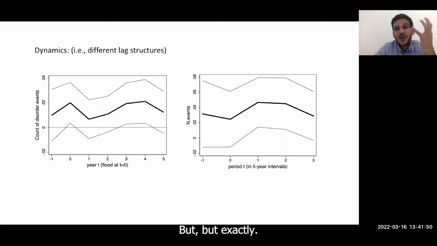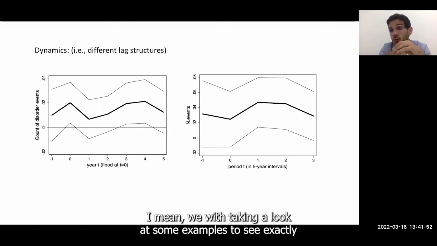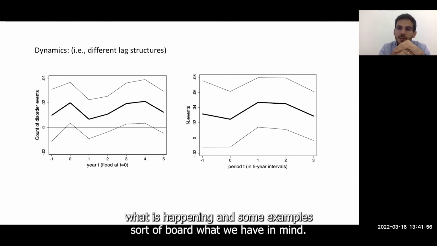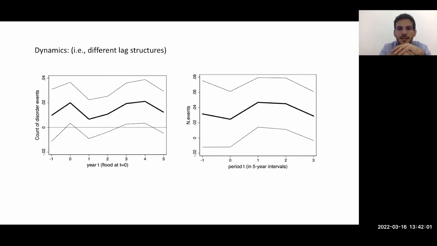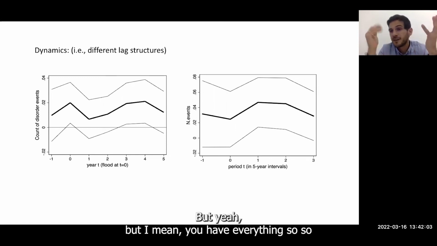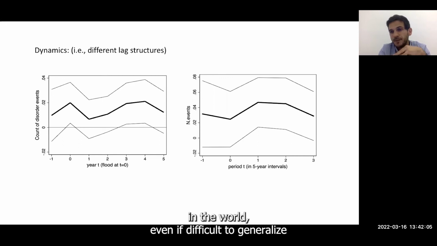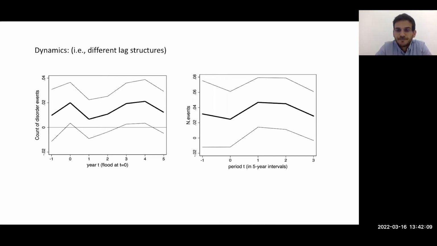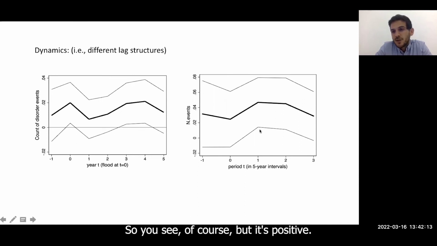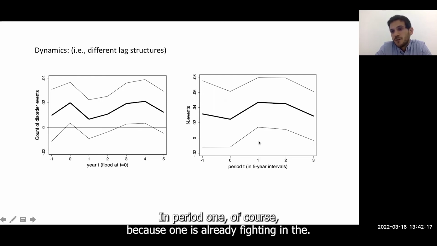We are taking a look at some examples to see exactly what is happening, and some examples sort of support what we have in mind. But throughout the events, it's difficult to generalize. When you look at 5-year aggregates, of course the impact is positive in period 1, because period 1 is already 5 years.